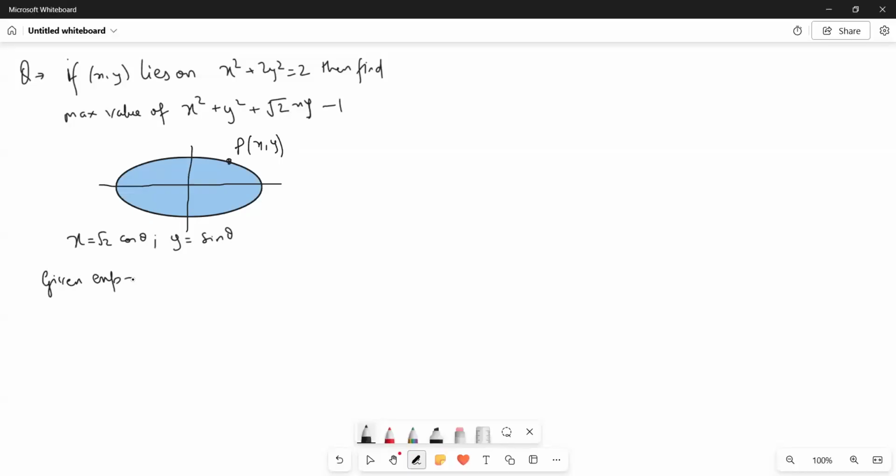So the given expression will end up becoming x square would be 2 cos square theta plus y square would be sin square theta plus root 2 xy would be 2 sin theta cos theta minus 1. So this ends up becoming, अरे एक sin square एक cos square तो 1 हो गया, वो इस 1 के साथ cancel हो जाएगा. So this will be like cos square theta plus sin 2 theta. अब how do you find the maximum value of cos square theta plus sin 2 theta?